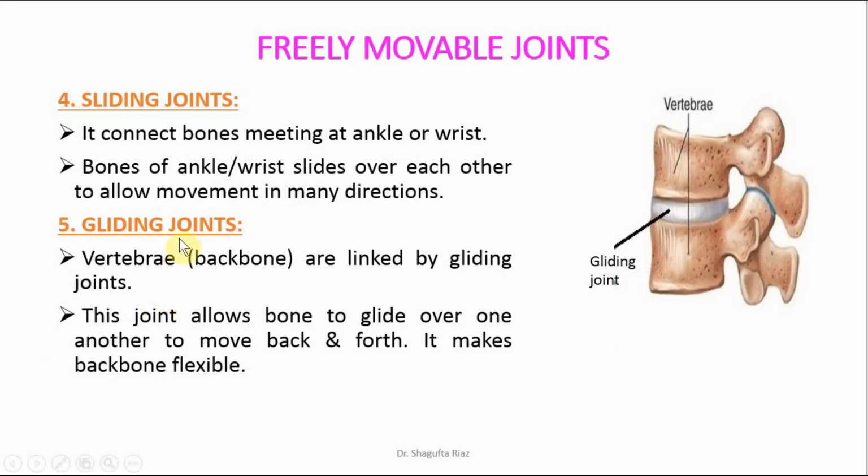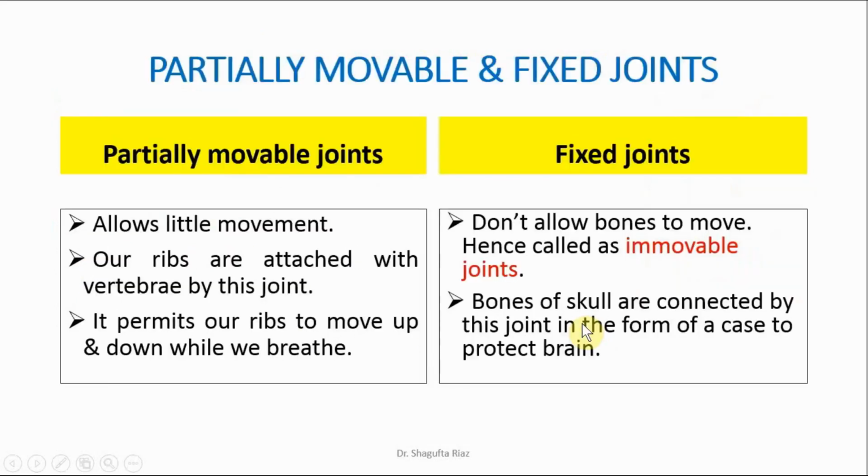Then gliding joints. The vertebrae present in our vertebral column or backbone are linked by gliding joints. It is present between two vertebrae, right? The gliding joint is present in between every vertebra, and this allows the backbone to move back and forth. We can bend very easily because of the presence of the gliding joint between the vertebrae, and it makes our backbone flexible.